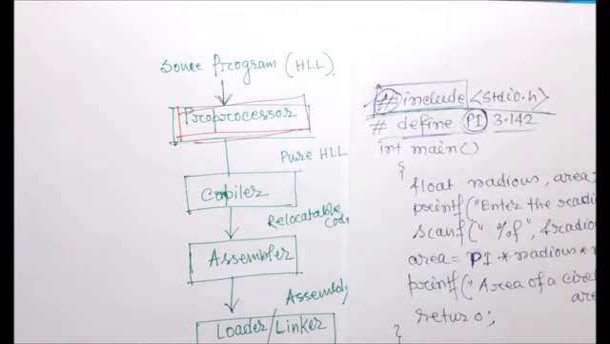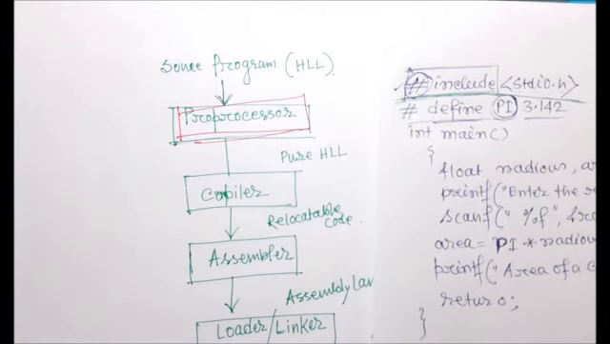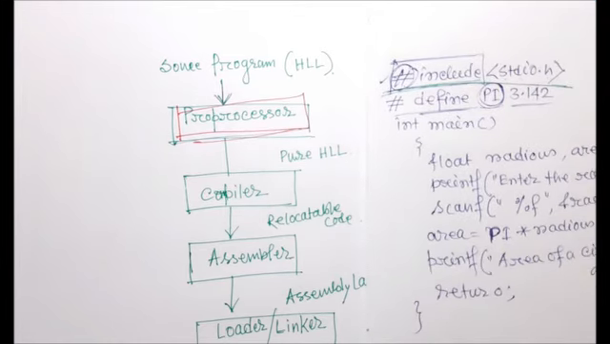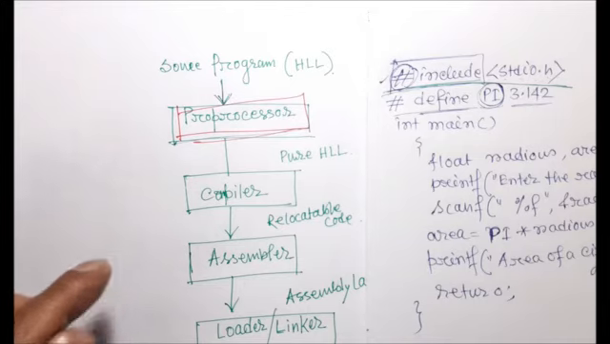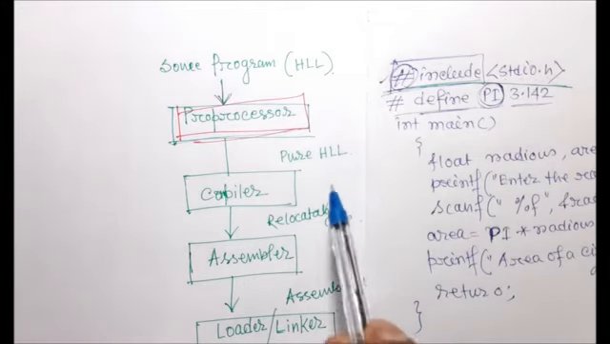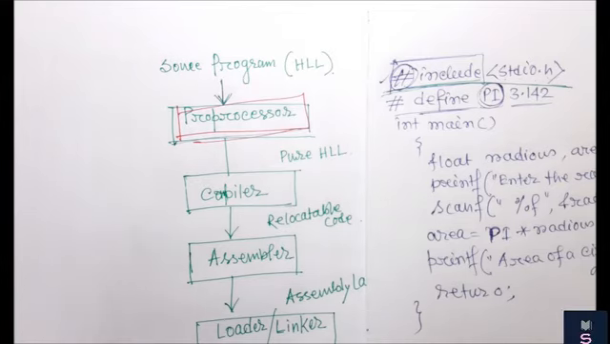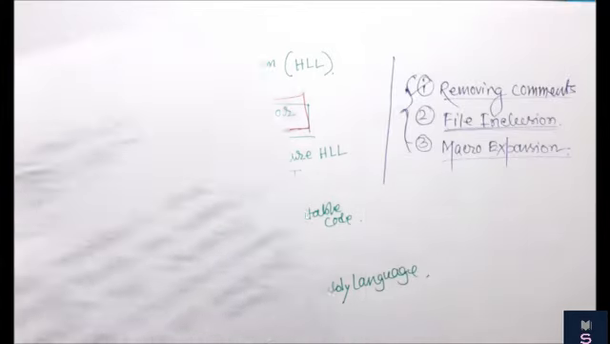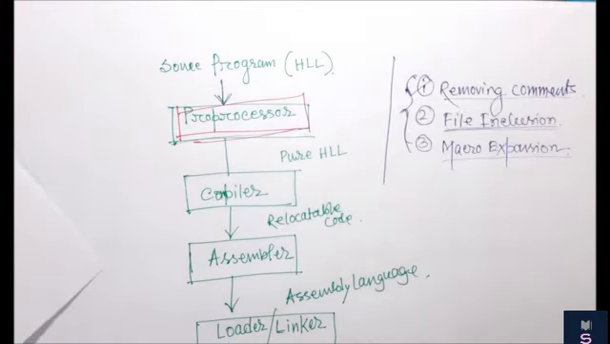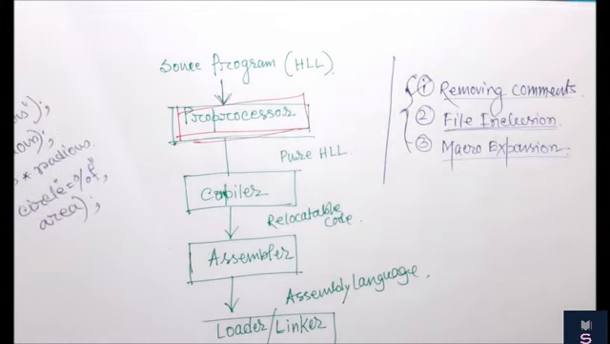So what do you know? We have written a source file, and that file will finally be converted to machine language. This is the first step, preprocessing. After that, the compilation process happens. After compilation, the pure high level language is converted to relocatable code, which is fed into the assembler, and I get the assembly language. Then the loader or linker, whatever it is, converts that part to machine code that will be executable, right.